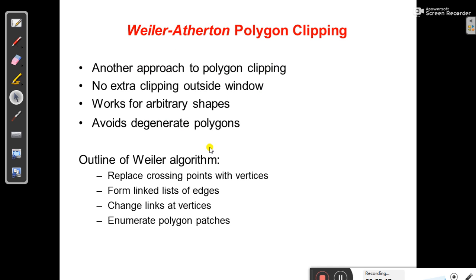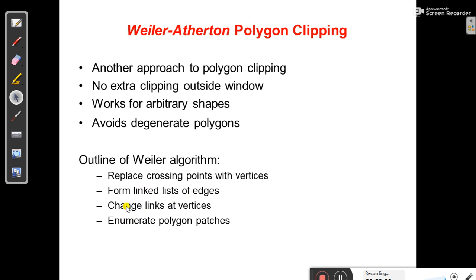So the next one is the Weiler-Atherton polygon clipping algorithm. This is another approach to polygon clipping, with no extra clipping outside the window. It works for arbitrary shapes. We can avoid degenerate polygons if we apply the Weiler-Atherton algorithm. How does it apply? The outline is to replace the crossing points with vertices, form a linked list of edges, change links at vertices, and enumerate polygon patches.